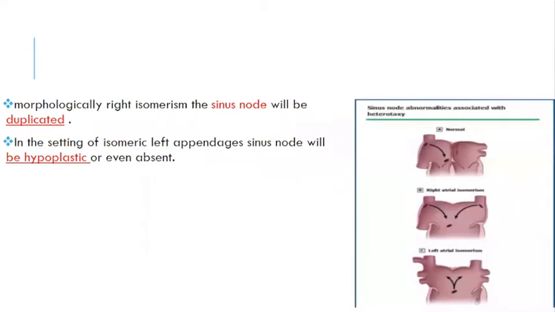So, some characteristics of isomerisms. In case of right isomerism, the sinus node will be duplicated. This can be shown here in picture B. While in the setting of left isomerism, the SA node will be either absent or hypoplastic.